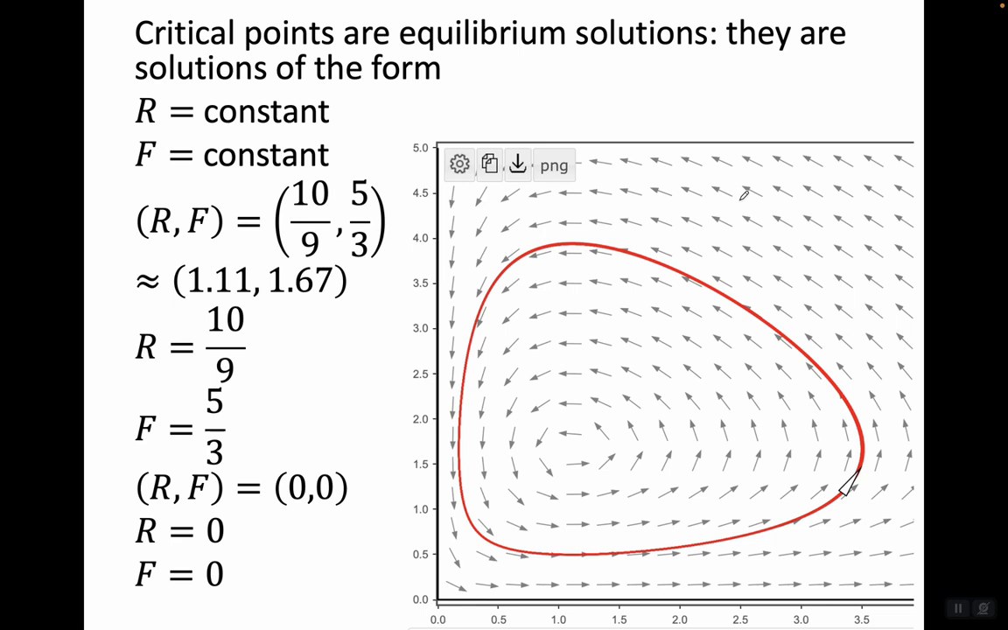Critical points are what we call equilibrium solutions. In other words, they are solutions of the form r equals some constant and f equals some constant. So one equilibrium solution we saw was r equals 10/9, f equals 5/3, about 1.11 and 1.67. That's the point that's in the middle right over here. So that's the point we talked about earlier. Another equilibrium solution would be 0, 0. So those are your two equilibrium solutions.